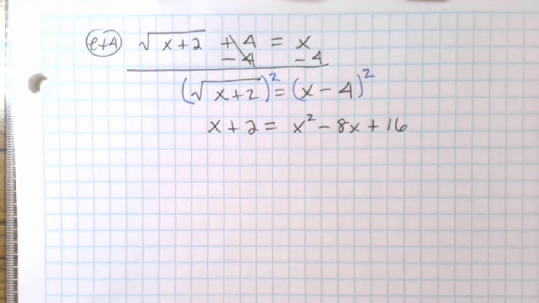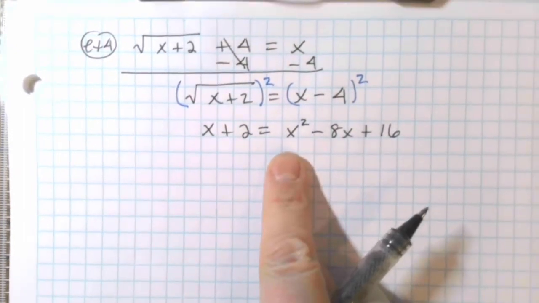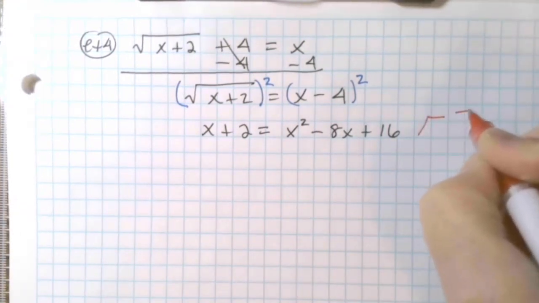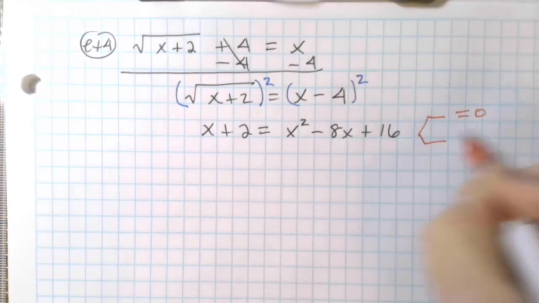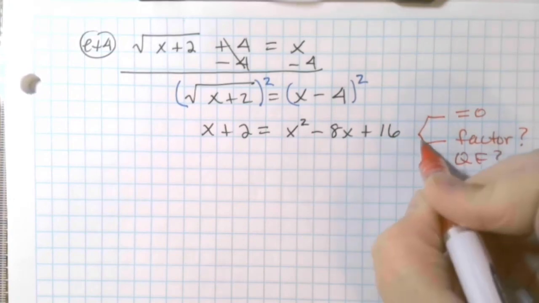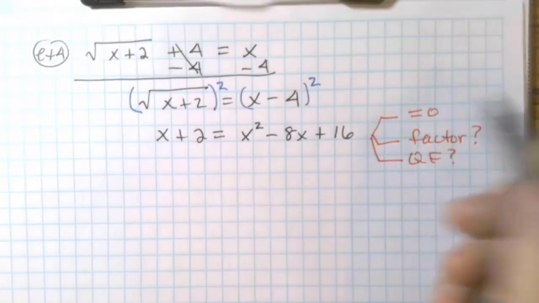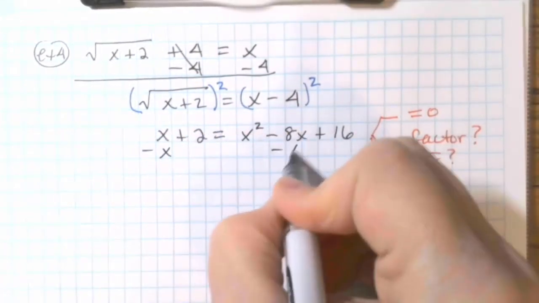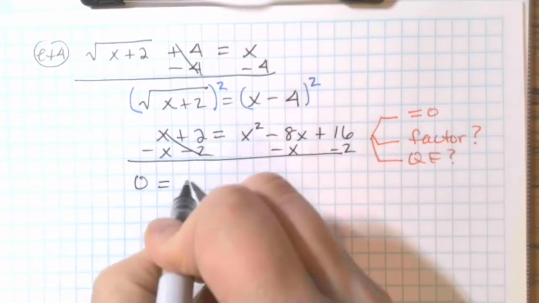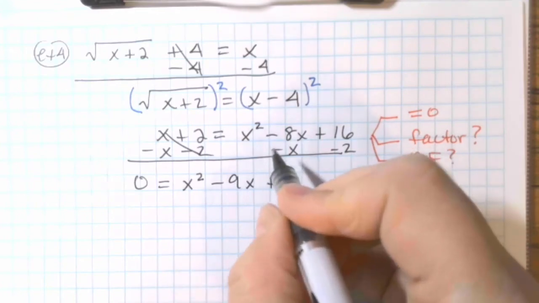Okay, so on this one, the x didn't conveniently add out. What we're going to have is a quadratic. So you have two options of attack. First of all, you need to get it equal to 0, and then you need to decide, does it factor, or will we need the quadratic formula? So that's our basic attack. So I'm going to first make it equal to 0. So I'm going to subtract x and subtract 2 over to the right. So 0 equals x squared minus 9x plus 14.